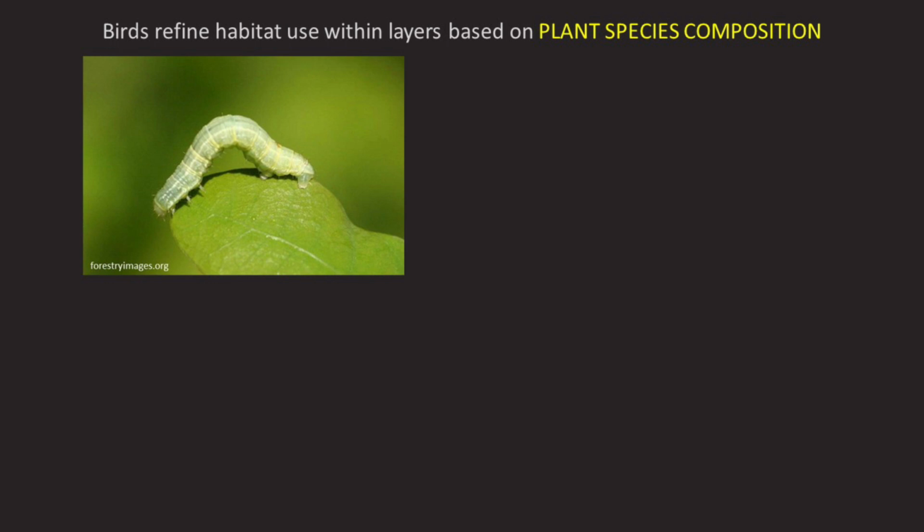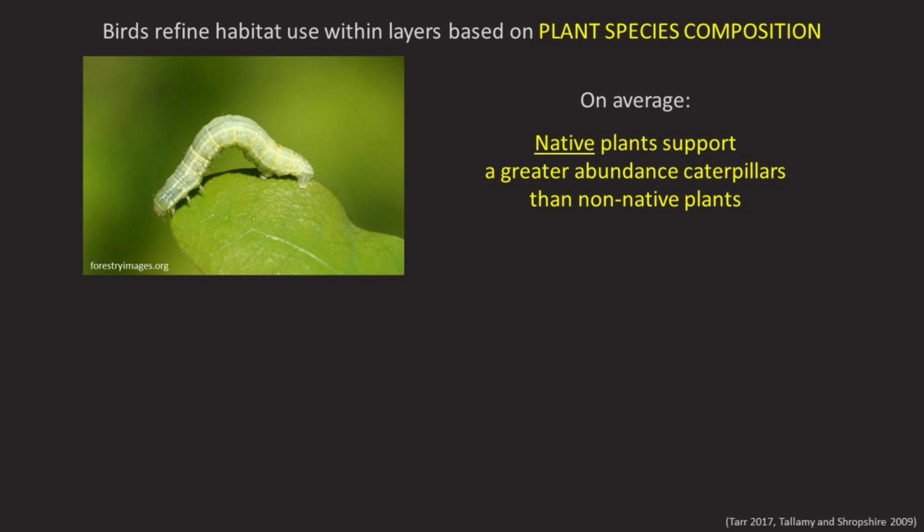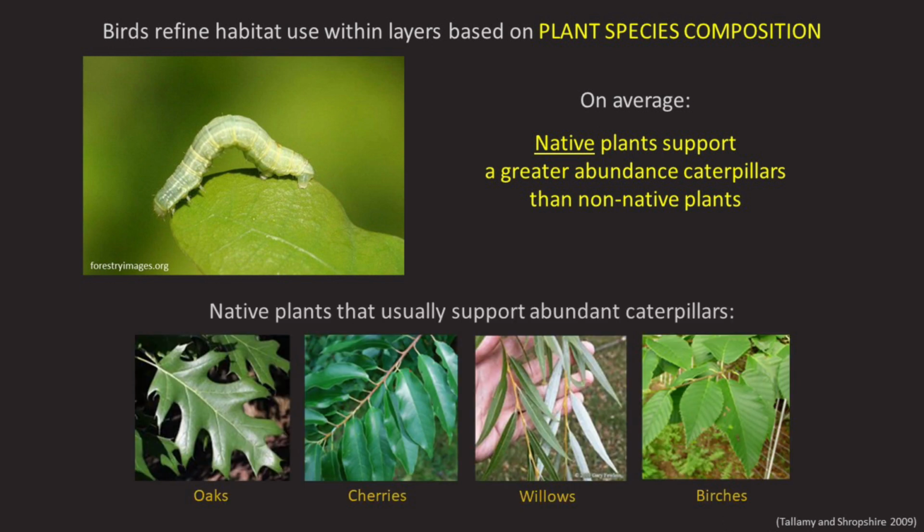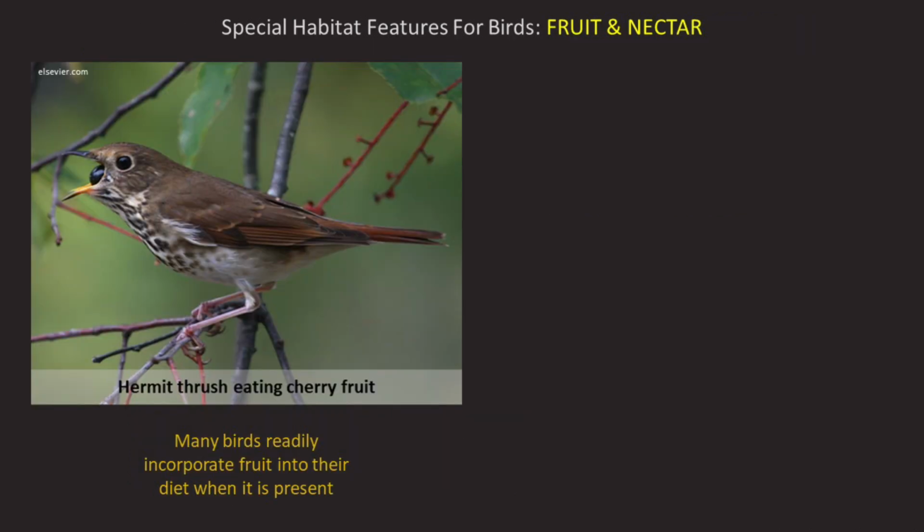Caterpillars are an especially important food that most songbirds require for raising their young. And as a general rule, native plants tend to support a greater abundance of caterpillars than non-native plants. Some of the native plants that consistently support the greatest abundance of caterpillars include oaks, cherries, willows, and birches. Birds often focus their foraging efforts on these plant species.